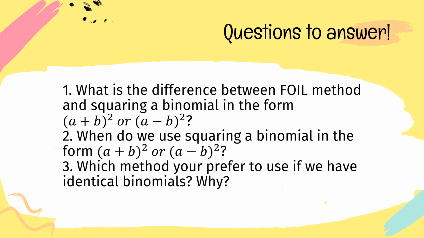So I have here questions that you are going to answer. So first is, what is the difference between FOIL method and squaring a binomial in a form the quantity of a plus b squared or a minus b squared. So when do we use squaring a binomial in a form quantity ng a plus b squared or quantity ng a minus b squared. So lastly, we have, which method would you prefer to use if we have identical binomials. Why?